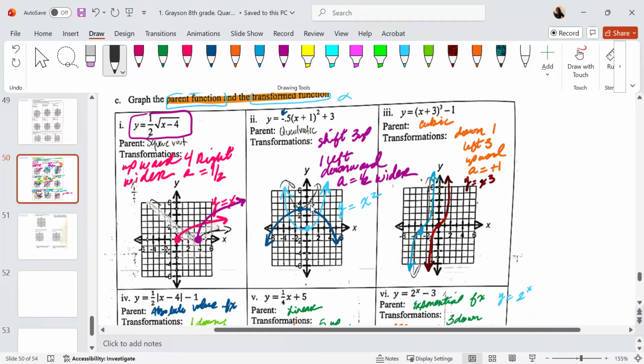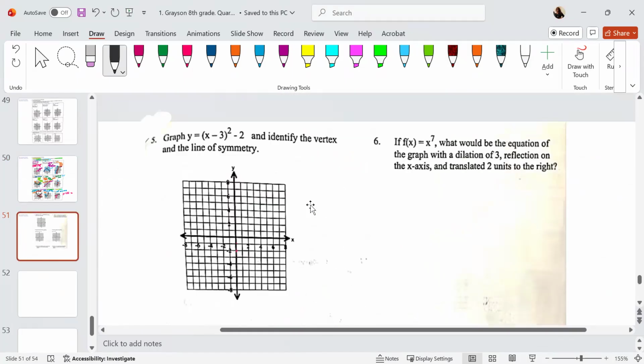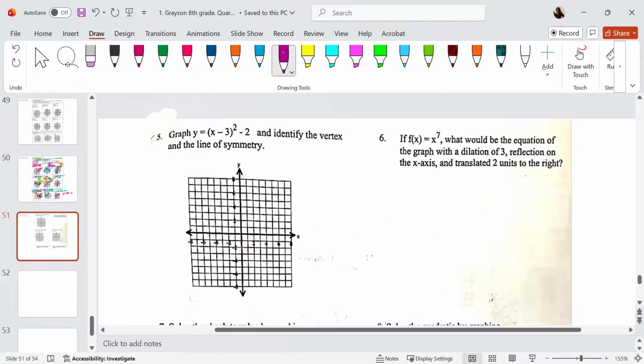All right, let's go over this one. Graphing this, you go down to -2, and then you have to go right 3, 1, 2, 3, correct? And it's a normal shaped one, so it's gonna be like this, correct?